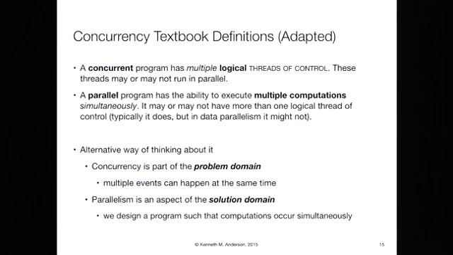Okay, so a concurrent program is one that has multiple logical threads of control. We say logical because they may or may not run in parallel. A parallel program will then have the ability to execute multiple computations simultaneously, and it may or may not have more than one logical thread of control. Now this is where it gets a little bit weird. You can have something called data parallelism, in which you still have just a single thread of control, but multiple things are happening at once, and I'll talk about that in a minute.